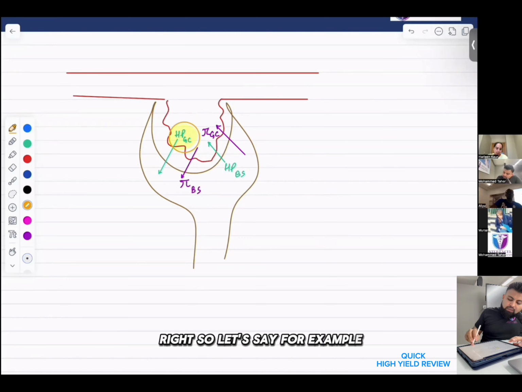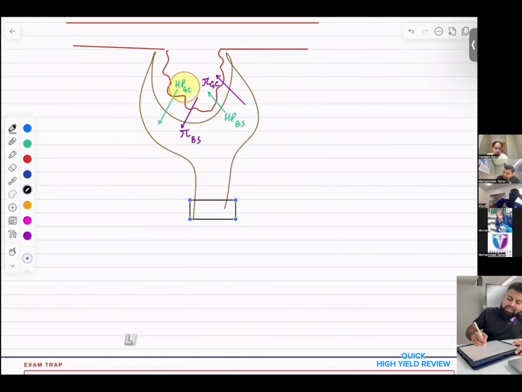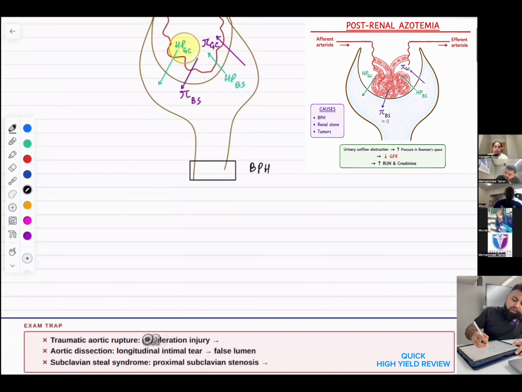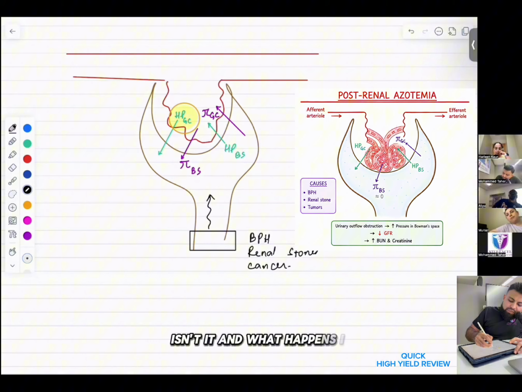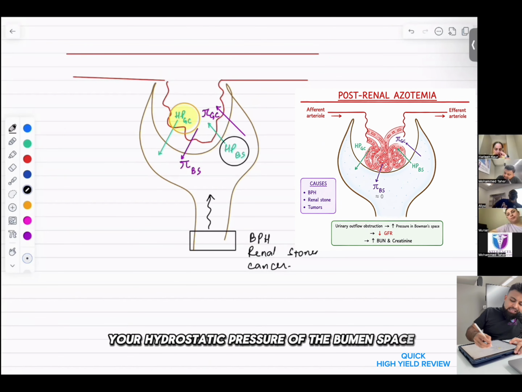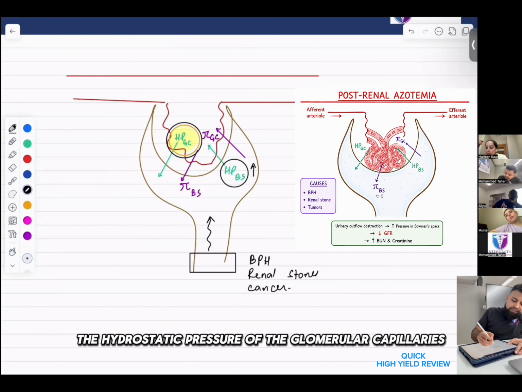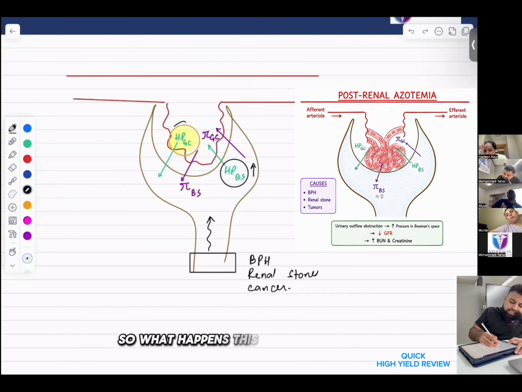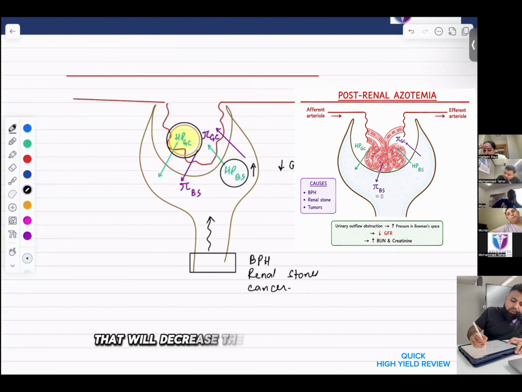Let's say, for example, the individual is having an obstruction, like in the case of somebody having BPH, or renal stones, or some cancers, bladder cancers or something. Then what happens? The pressure backs up, isn't it? And your hydrostatic pressure of the Bowman space starts rising. This hydrostatic pressure is opposing the hydrostatic pressure of the glomerular capillaries, isn't it? So what happens? This will decrease the GFR, because it is opposing. So that will decrease the glomerular filtration rate.